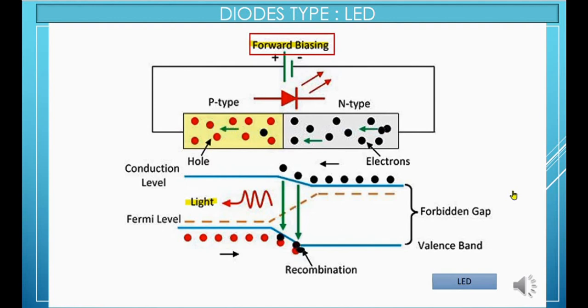Actually, this is a PN diode, but the difference is that the materials used are not silicon; they are direct band gap semiconductors. And in direct band gap semiconductors, when there is a recombination, energy is released in the form of light.